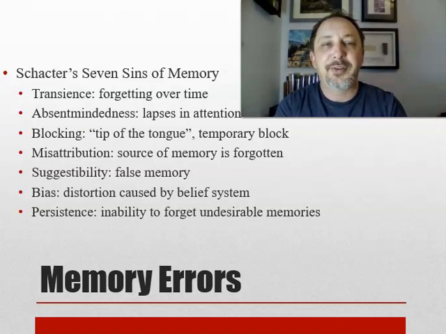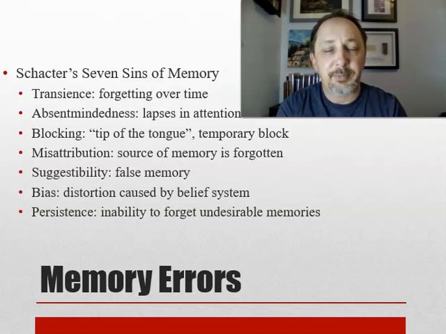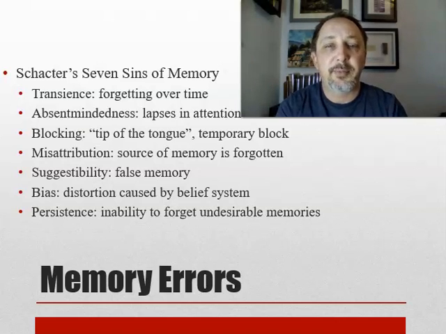Misattribution: we forget the source. I'm terrible at this. Someone will tell me a joke, I'll tell the same person the same joke, and the next day they'll be like, I just told you that joke. Suggestibility: false memory, right? We're very susceptible. Bias is distortion caused by our belief system. We remember things that fit our belief system more than things that don't. And persistence: it's tough to forget undesirable memories.